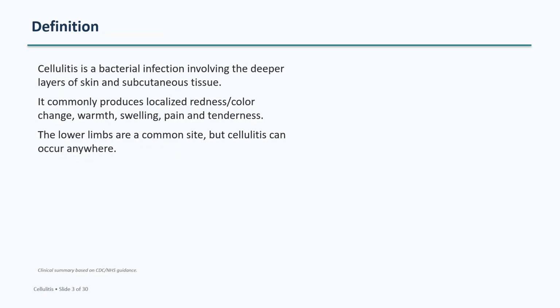Let's begin with the definition of the disease. Cellulitis is a bacterial infection which involves the deeper layer of the skin and subcutaneous tissue. So we should not confuse it with a viral disease. Cellulitis is a kind of bacterial disease. It commonly produces localized redness and color change at the site where the individual develops the disease, and there will be warmth, swelling, pain and tenderness at the site.